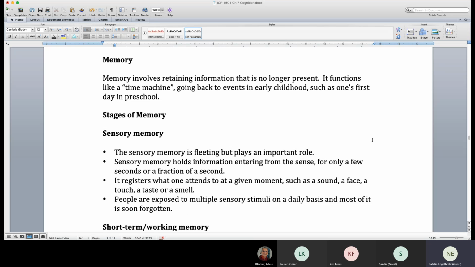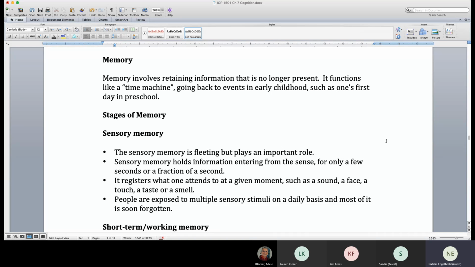Let's look at memory. Memory involves retaining information that is no longer present. It functions like a time machine, going back to events in early childhood, such as one's first day in preschool. That is how we all understand memory to work. Some people have a better ability of retrieving memories than others.